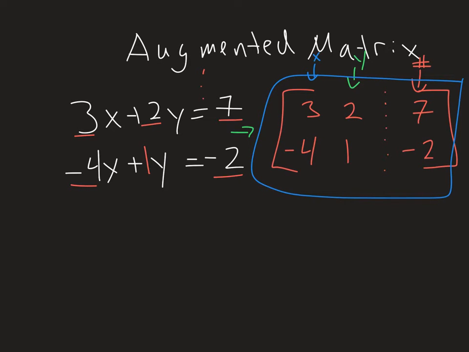We'll talk about how to use this in a minute, but there are a couple other things we have to talk about first before we can use this to solve. An augmented matrix is basically a matrix that's representing an equation, or a series of equations in this case.